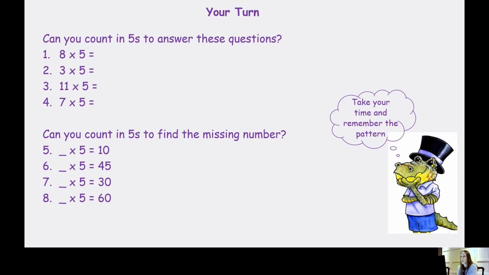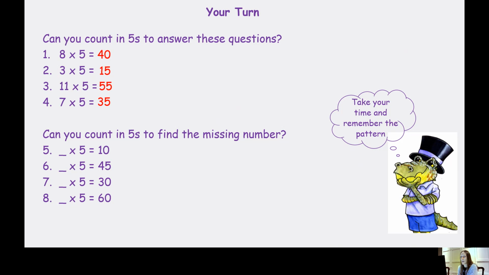So 8 times 5, well, the answer to that is 40. And then 3 times 5, that's 15. 11 times 5, let's have a look, we get 55. And 7 times 5, that's 35. Okay, let's have a look at the next lot then, the missing numbers.